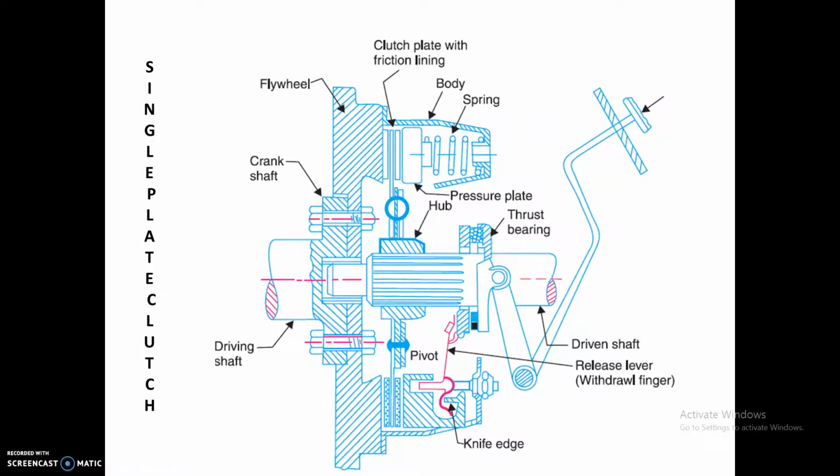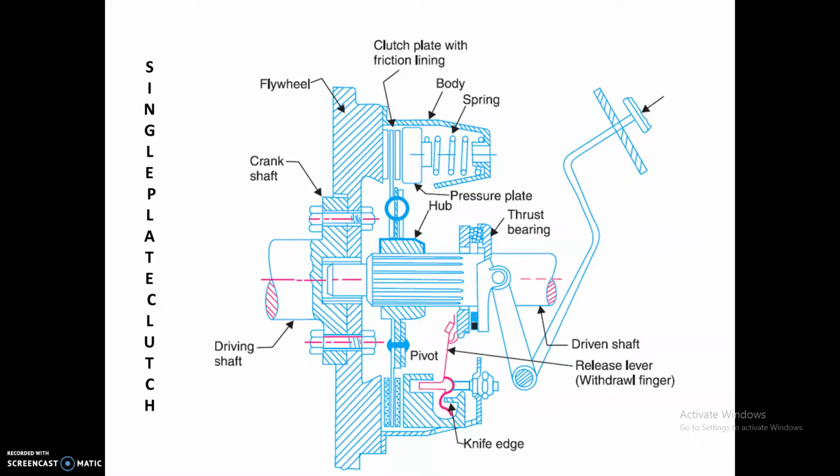The springs are arranged circumferentially to provide the axial force on the pressure plate to keep the clutch always in the engaged position as shown in figure. So with the help of the springs, pressure is applied on the pressure plate so that the friction plate will always remain in contact with the pressure plate. The friction plate is held between the flywheel and the pressure plate, having friction faces on both sides to provide two annular friction surfaces for power transmission.